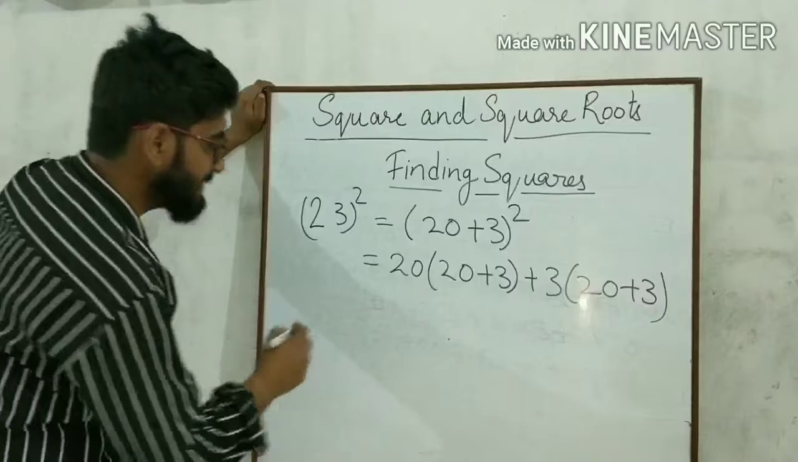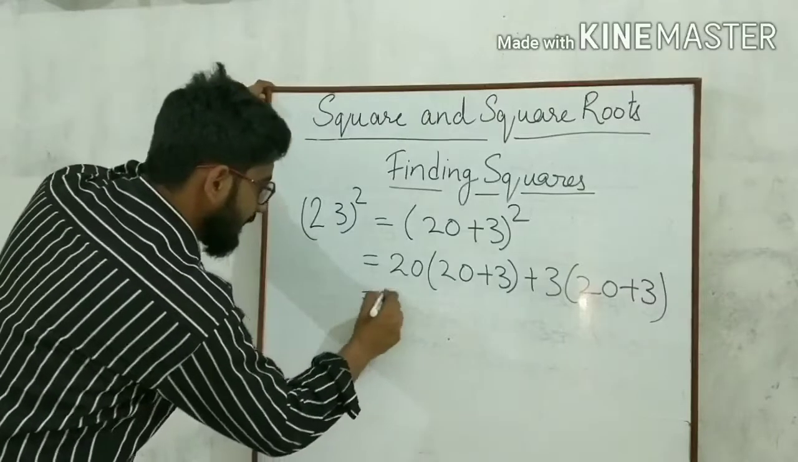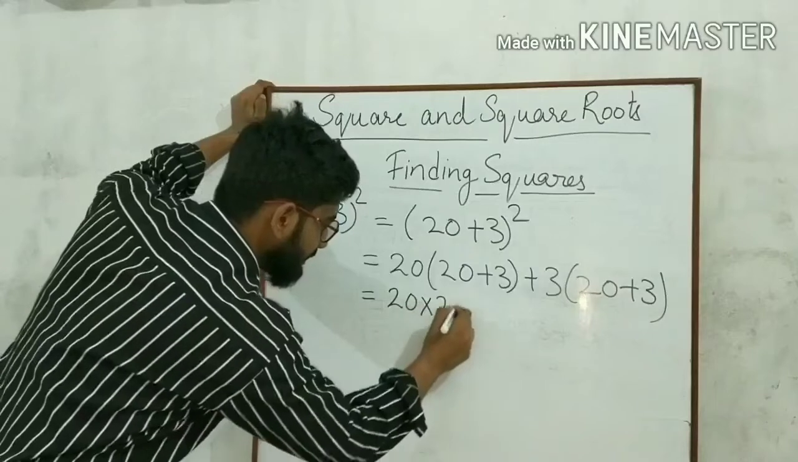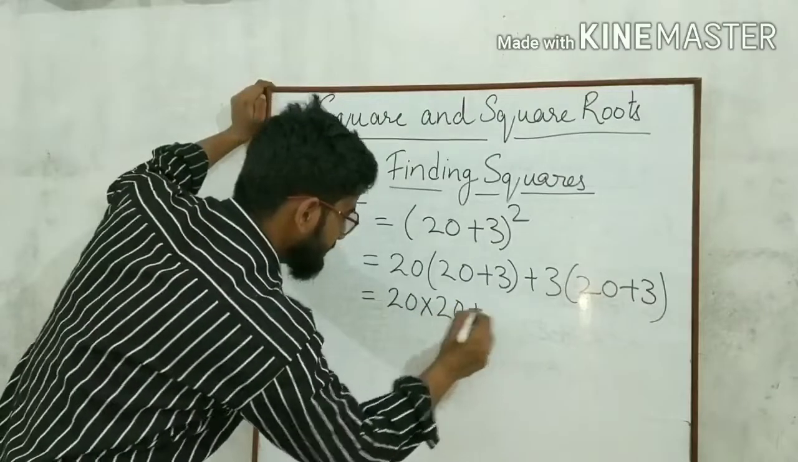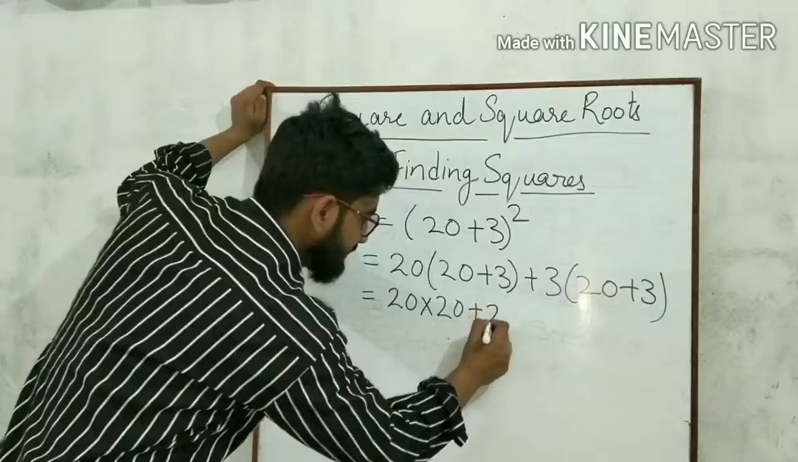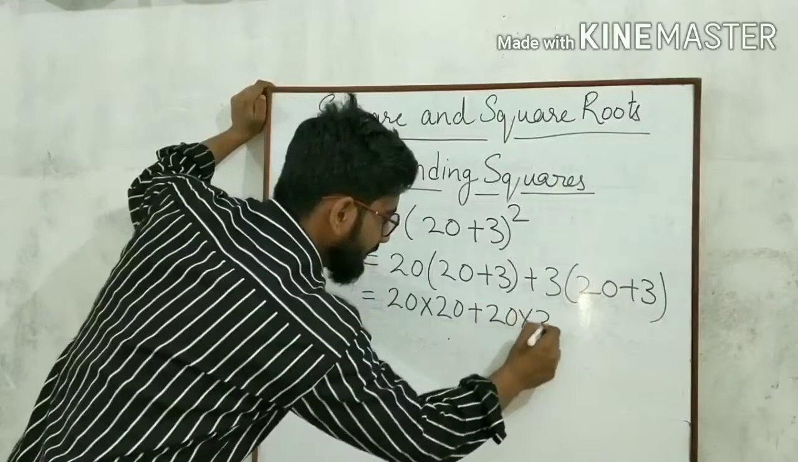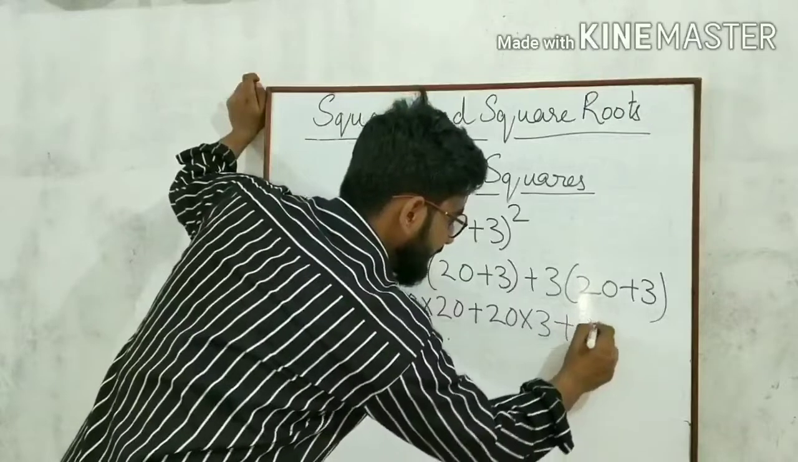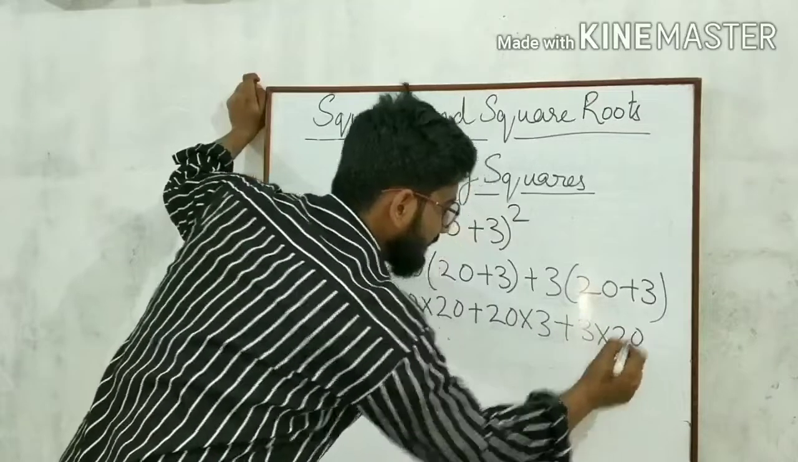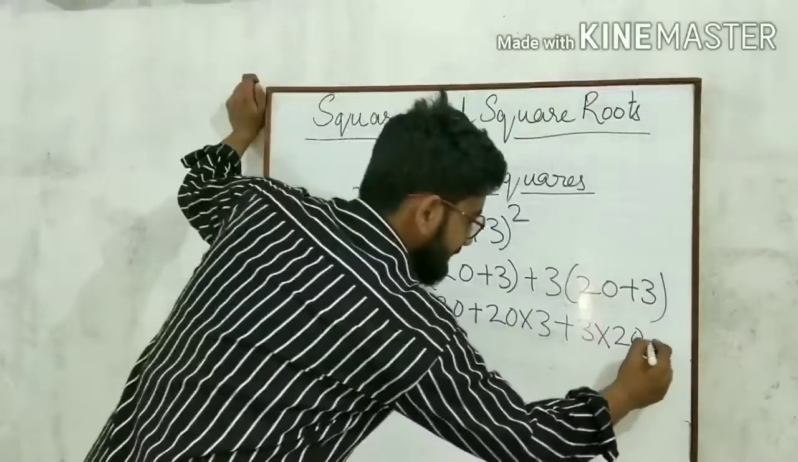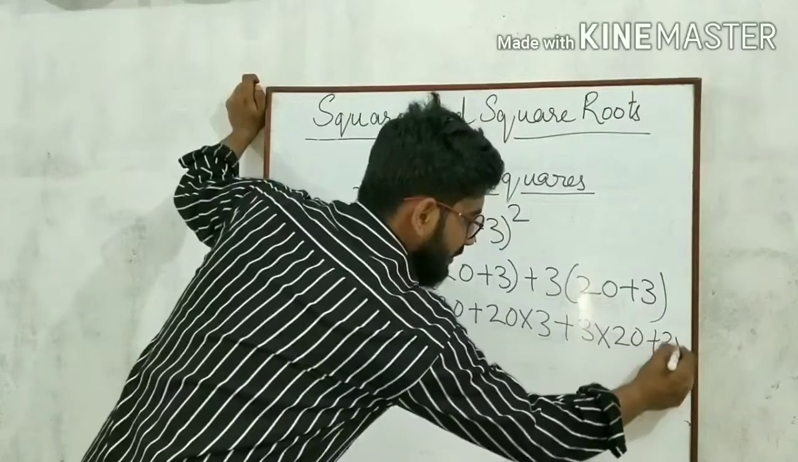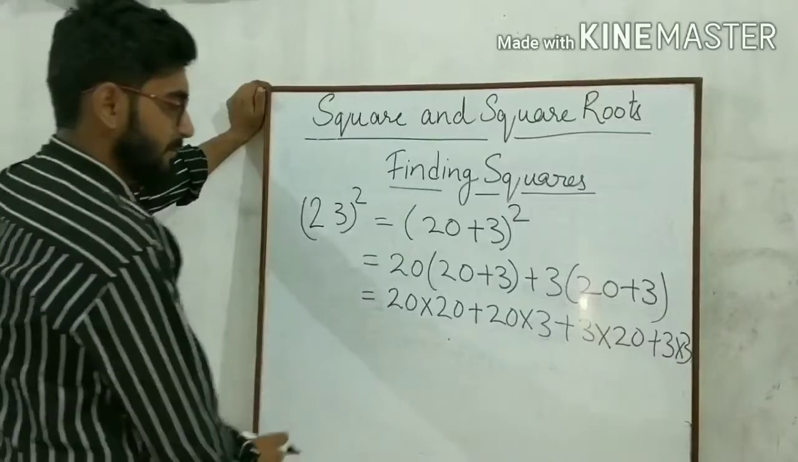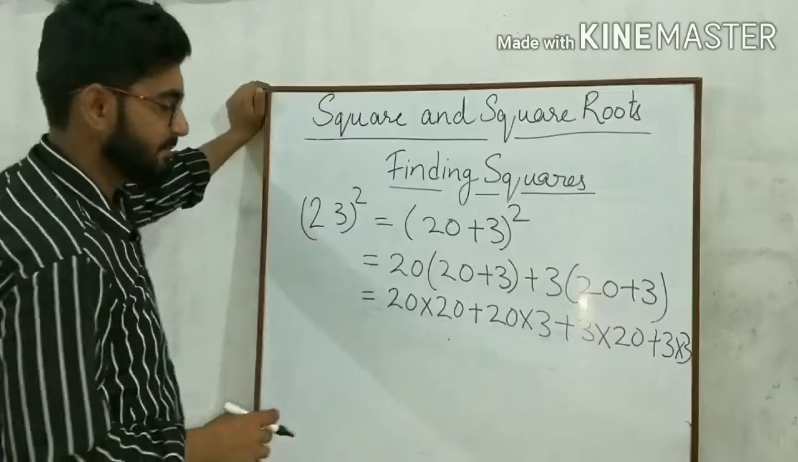Then see here. Now 20 into 20, plus 20 into 3, plus 3 into 20, plus 3 into 3. We have just opened the brackets.